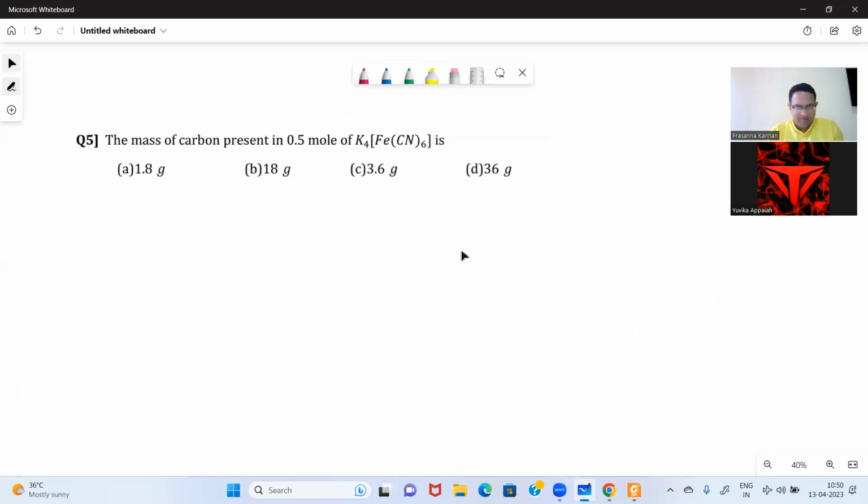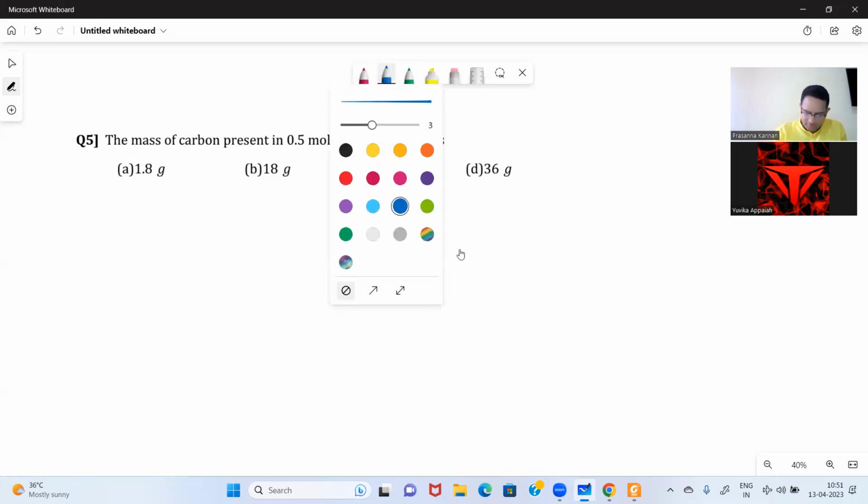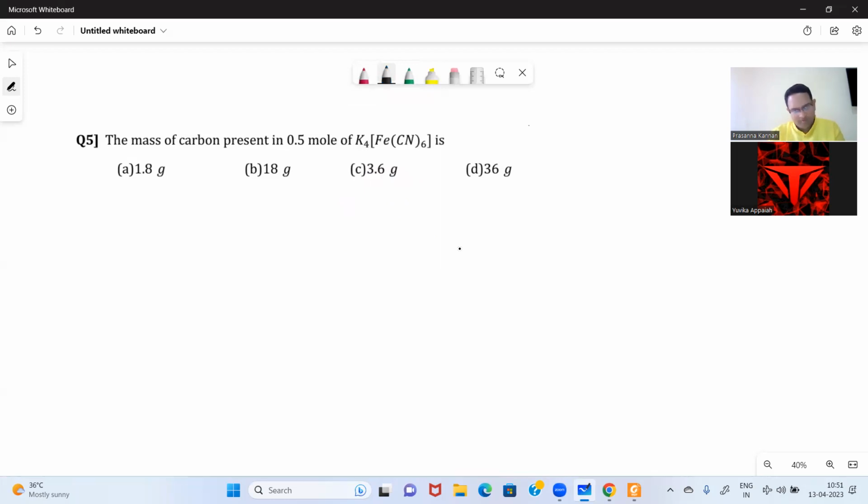Mass of carbon that is present in 0.5 mole of potassium ferrocyanide is already bigger. Okay. Now you don't have to know the complete molecular mass of the substance at all.